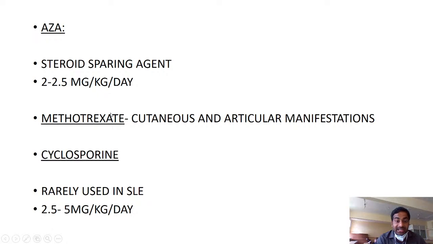Methotrexate can be given if the patient has cutaneous and articular manifestations. If the patient has arthralgia or arthritis, then you can go for methotrexate. The dose will be around 7.5 to 15 milligrams once a week. Then you may give cyclosporin.